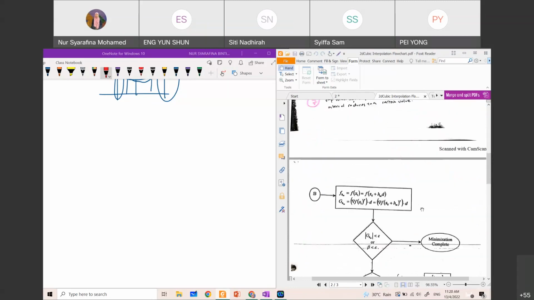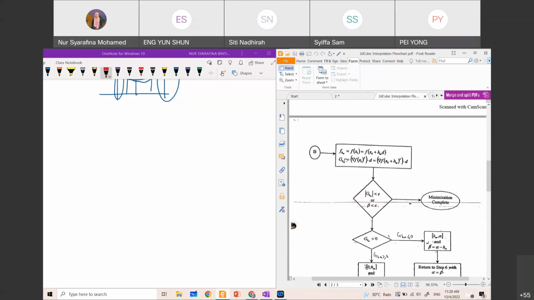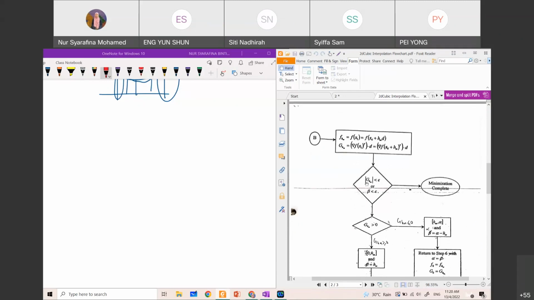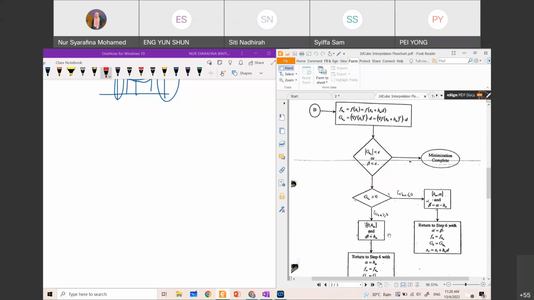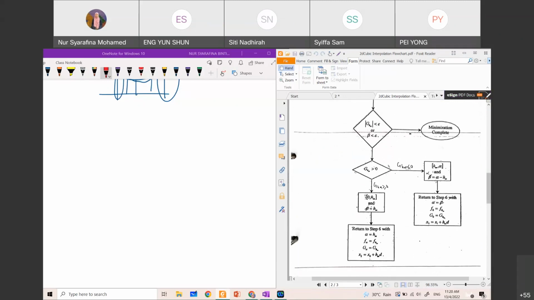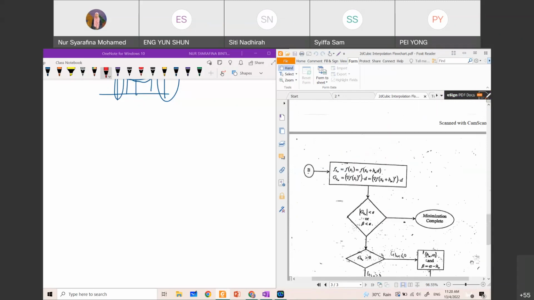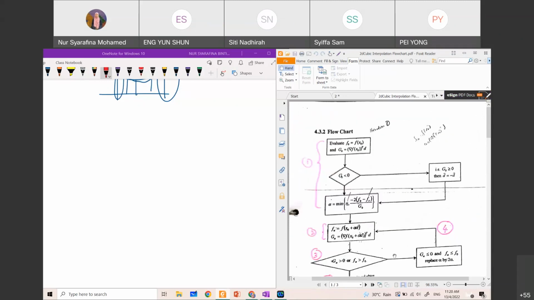What is B? Now you have to calculate your F Hm and G Hm. Once the magnitude of G Hm is less than epsilon, then we stop the process. Minimization process complete. If not, we should update our step length and also the iteration point. So that is the process, which is quite long, and I know that this is quite confusing.